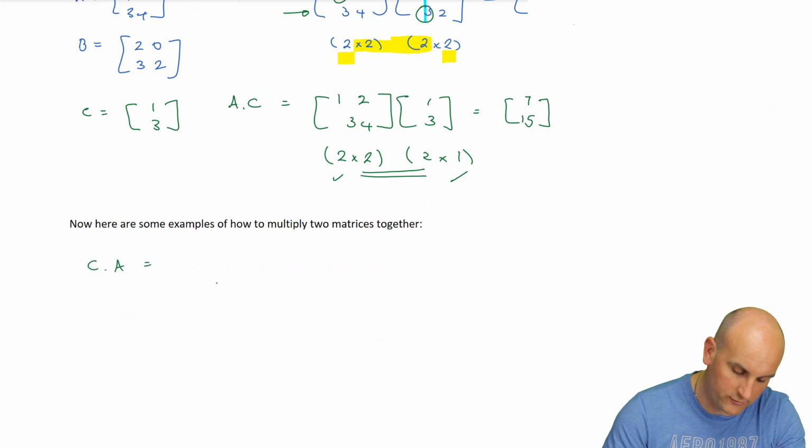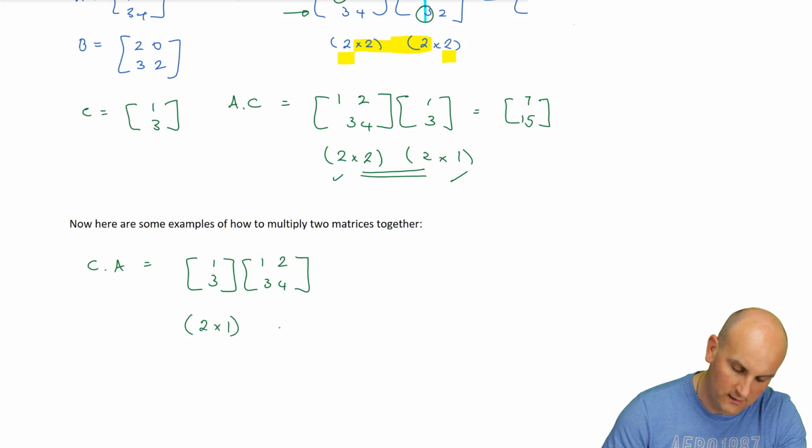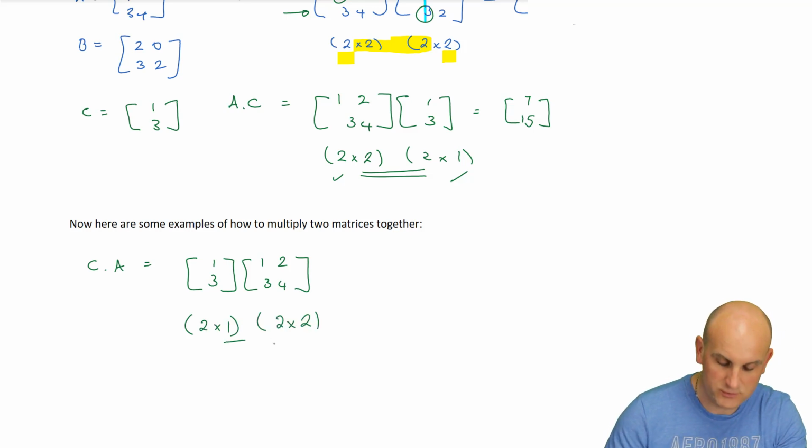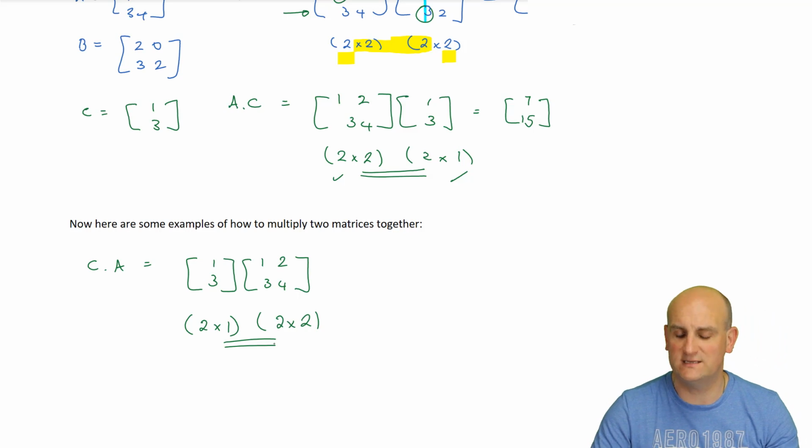Well, that's 1, 3. A we decided was 1, 2, 3, 4. Let's just check. This was a 2 row by 1 column. This was a 2 by 2. Those two there are not the same. And so, ladies and gentlemen, we say that that is undefined.